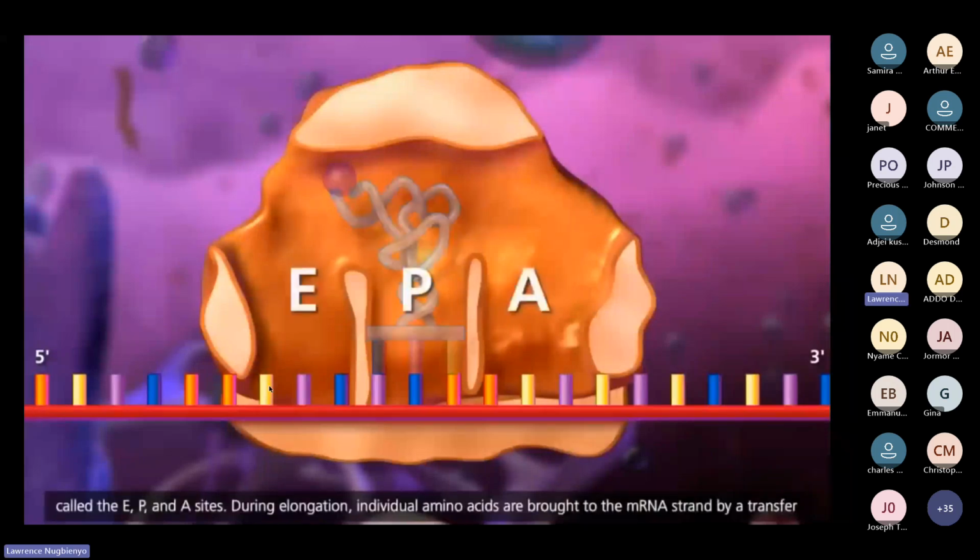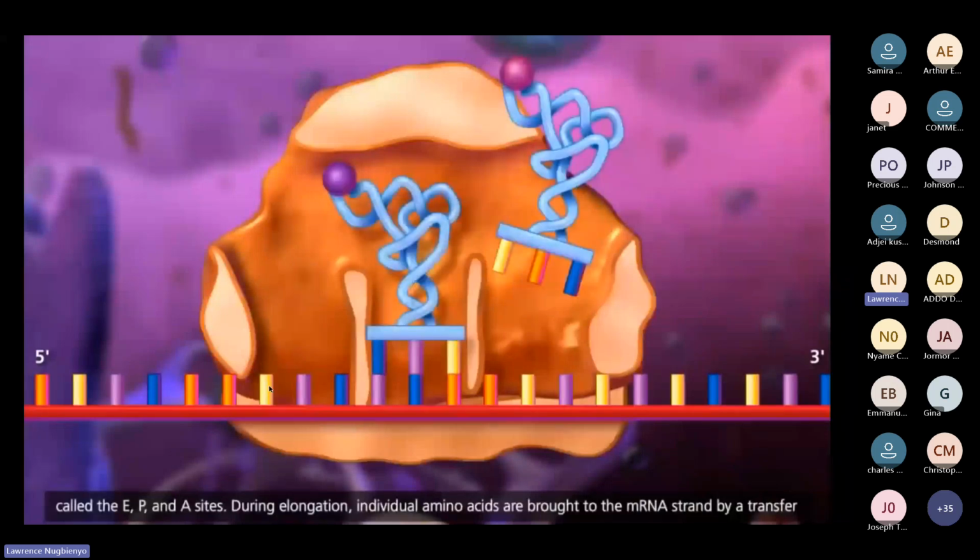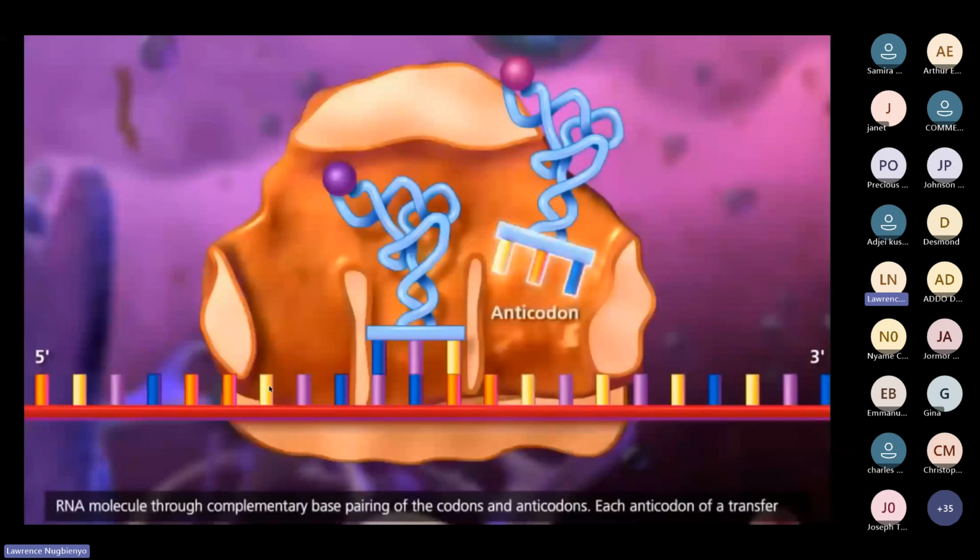During elongation, individual amino acids are brought to the messenger RNA strand by a transfer RNA molecule through complementary base pairing of the codons and anticodons. Each anticodon of a transfer RNA molecule corresponds to a particular amino acid.